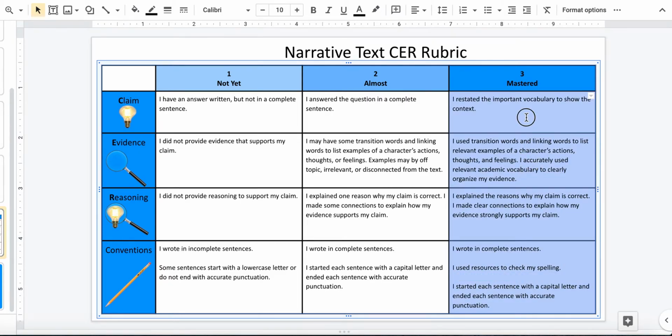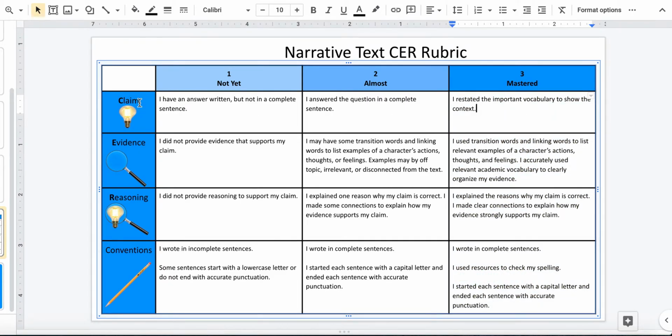what that looks like. When we state a claim, that means that we are saying our opinion. Your claim is what you think. So in this rubric, we can see that I restated the important vocabulary to show the context. What that means is that I said vocabulary that's going to help my reader understand what I'm talking about.